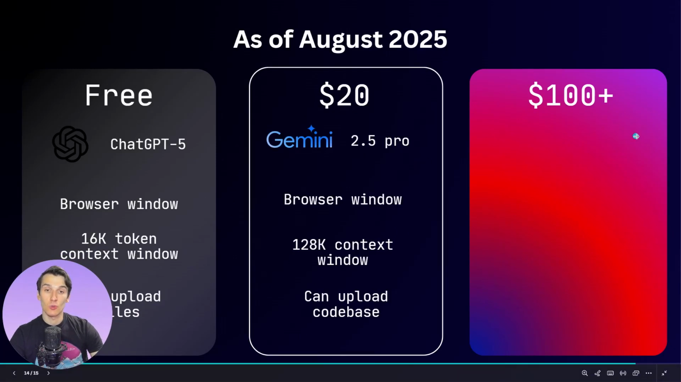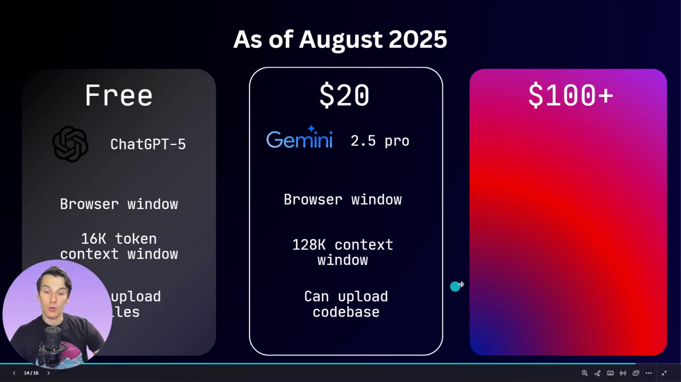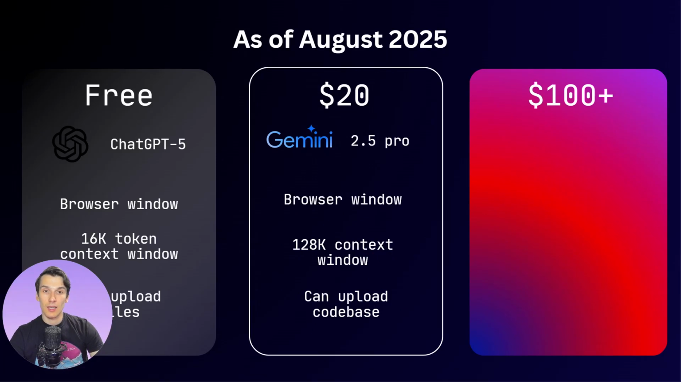Next is $20, and I suggest using Gemini 2.5 Pro. It is the best middle tier AI model by far. It's also a browser window, unfortunately, but it has a 128K context window. You can upload your whole code base, and ask it to analyze and produce code.